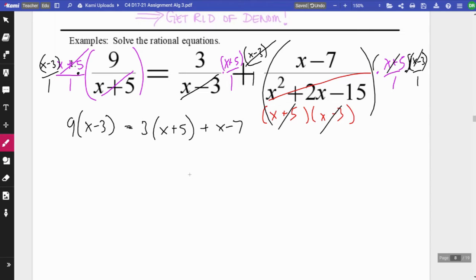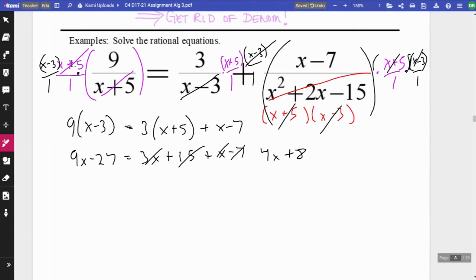The rest of this now, this new equation, is totally solvable. It's just, we distribute, get the x's to one side, and solve for x. So 9x minus 27, 3x plus 15 plus x minus 7. We can combine like terms. This makes 4x. 15 and 7 make an 8.